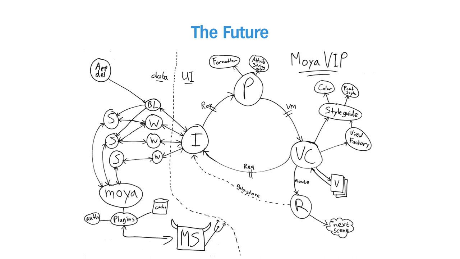And Moya adds a nice Swifty way to do it with an enumeration style request. So each request is an enumeration case with a function to create a request. And it's a little bit difficult to explain without an example, but it's nice. And it makes it easier to split all the calls you want to do into separate files. So for each server that you call, you have one service object.